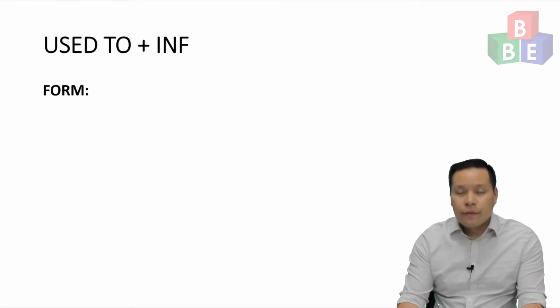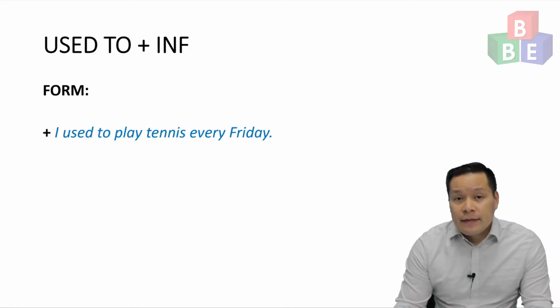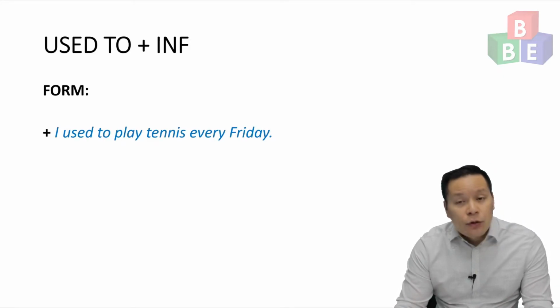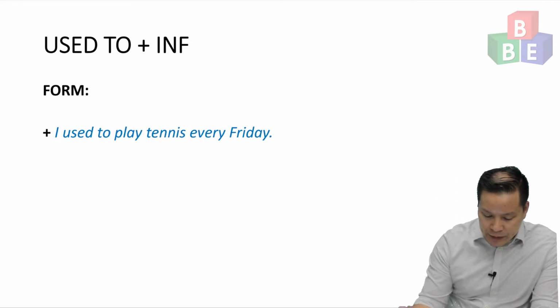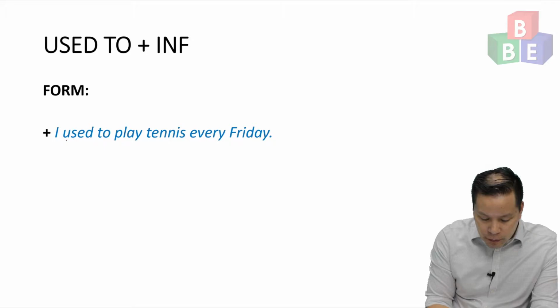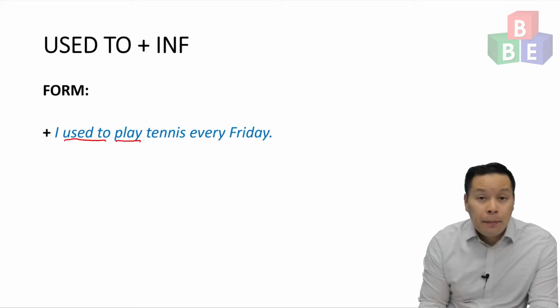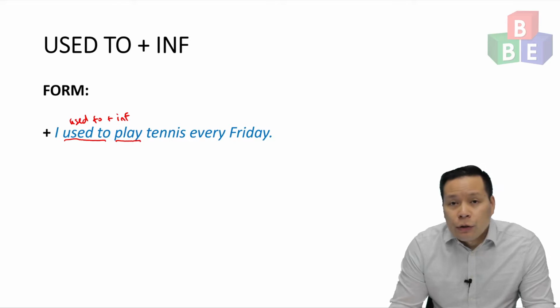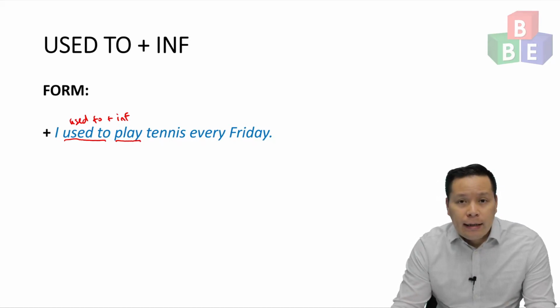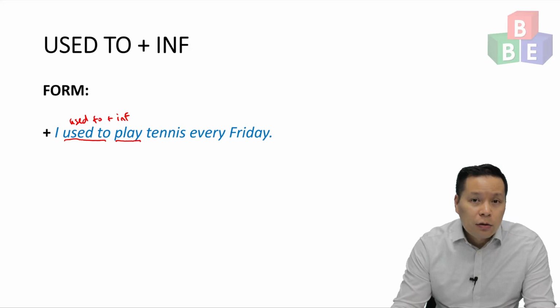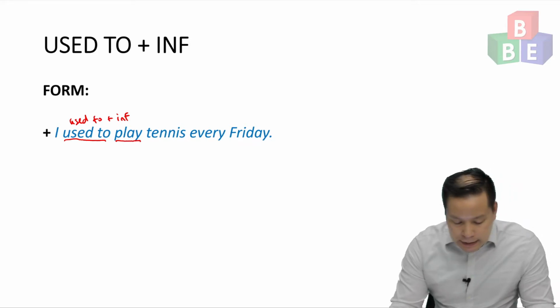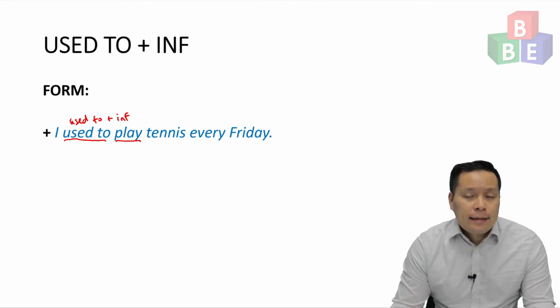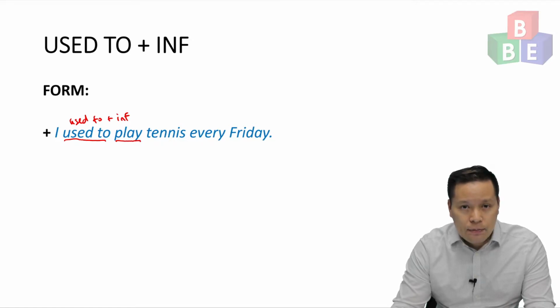First of all, let's look at the form. In the positive statement form, we say, I used to play tennis every Friday. This verb consists of the verb used to and the infinitive play. So we often say used to plus infinitive. You might want to use an adverb of frequency like every Friday, every weekend, once a week, or never. With the other pronouns, it is exactly the same. I used to, you used to, he used to, they used to.